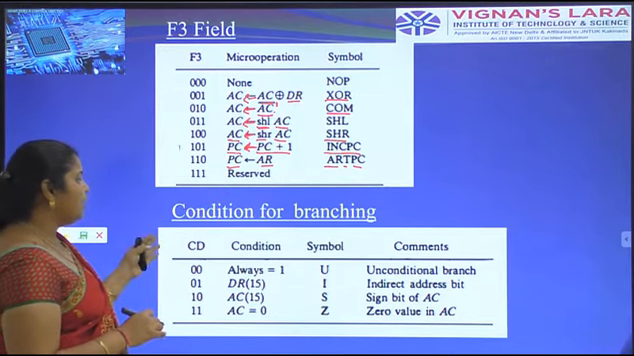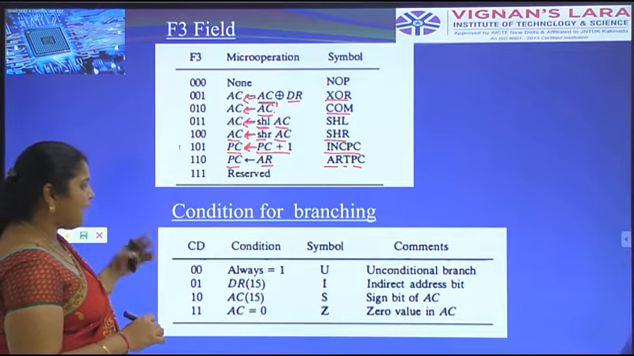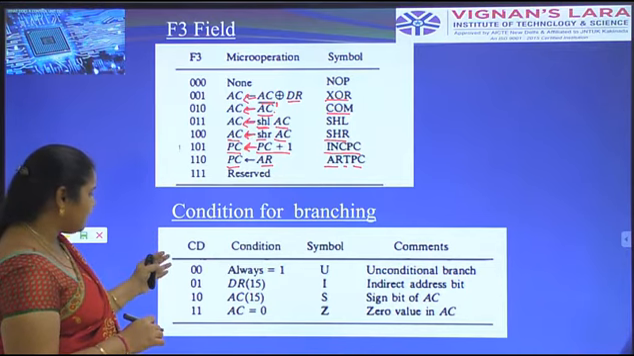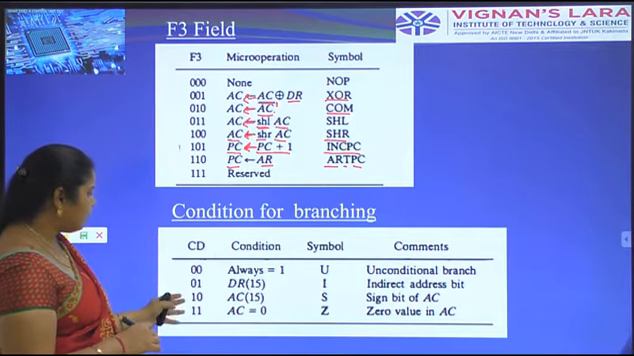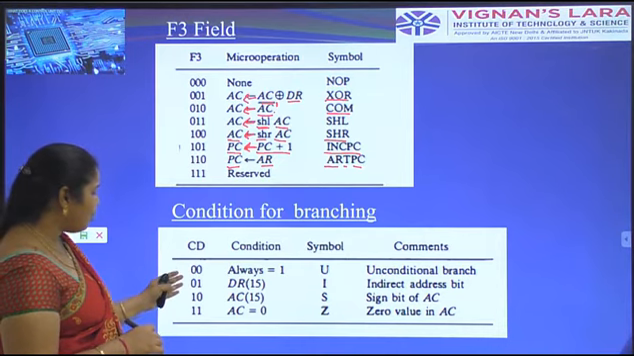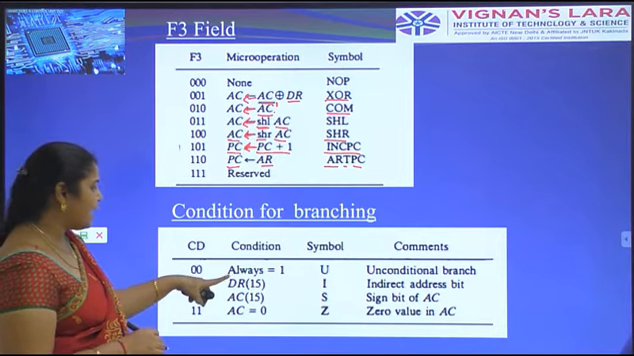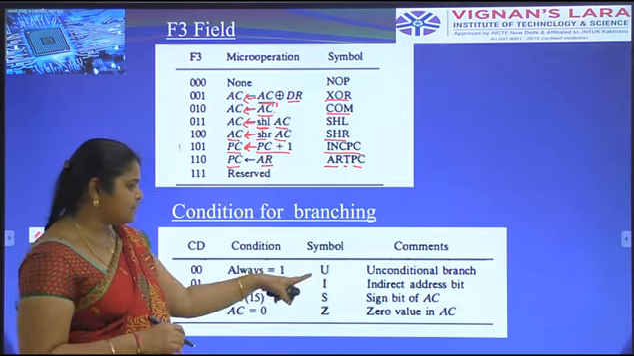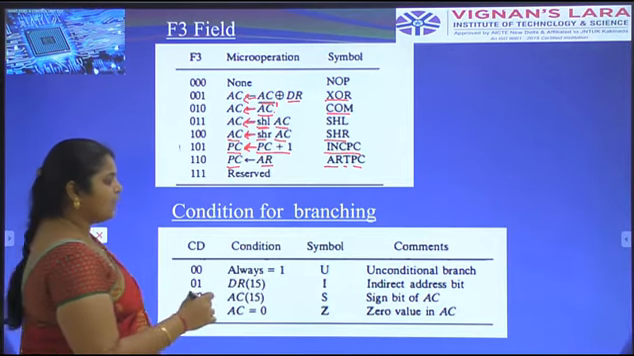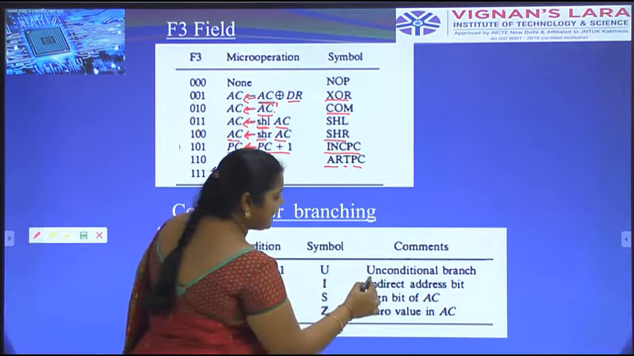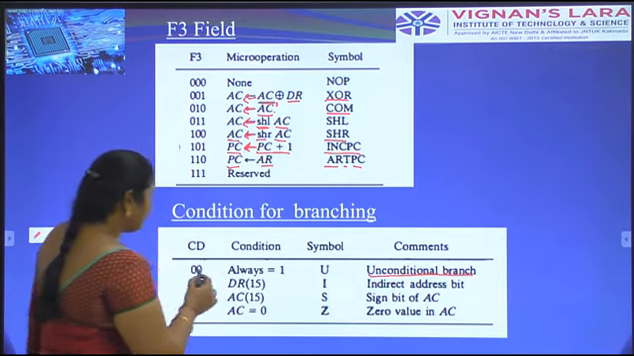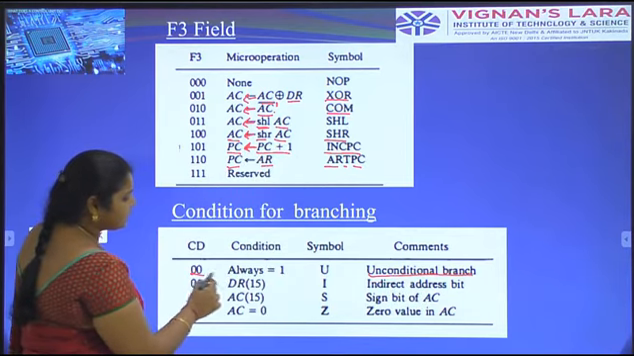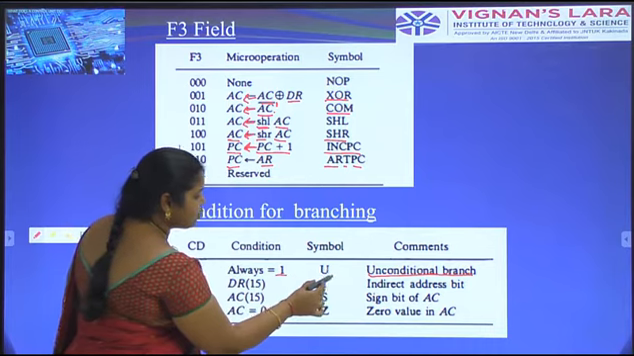Okay, coming to the fourth one, the condition for branching. The condition for branching consists of 4 bits, 0, 1, 2, 3. For 0 0, which is unconditional, it is always 1. The symbol used is U, and it is denoted as unconditional branch.